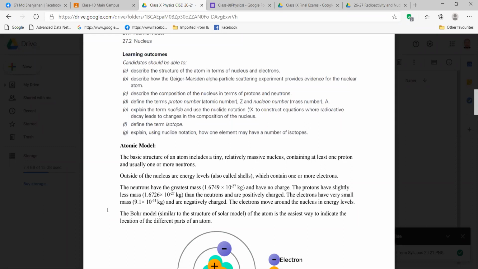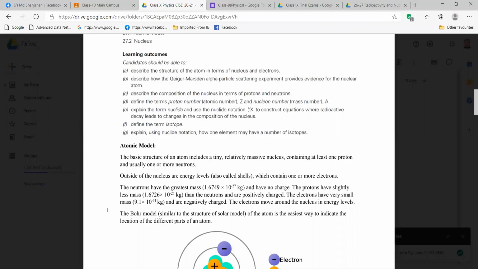Then we have the symbols for proton number, that is Z, and nucleon number, that means the combination of protons and neutrons. After adding the number of neutrons and protons, the number we get is called mass number or nucleon number, and we express it with capital A.